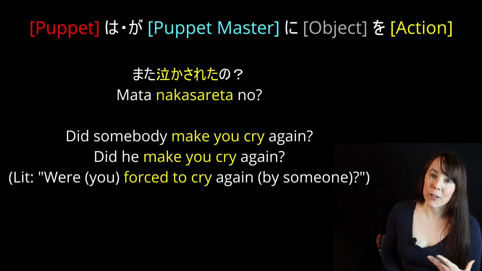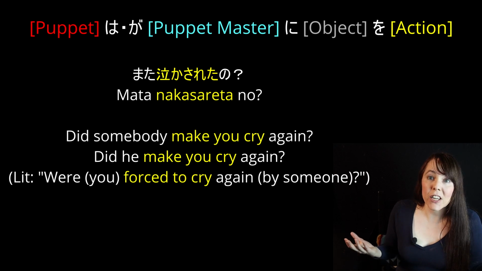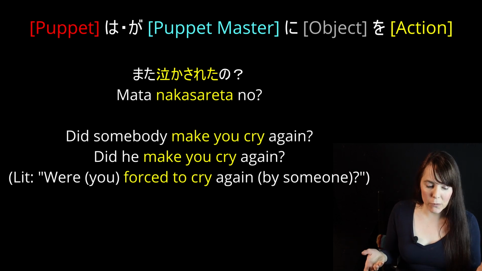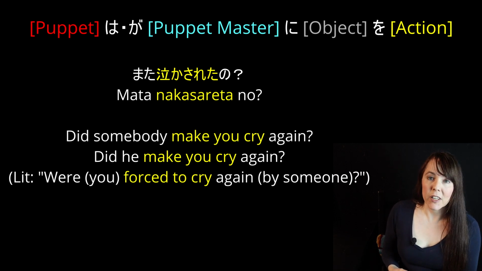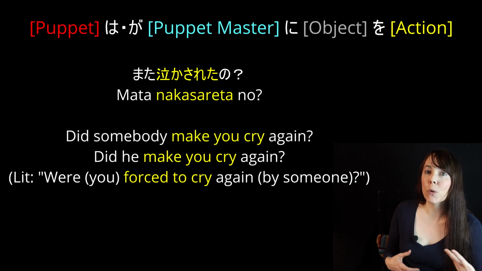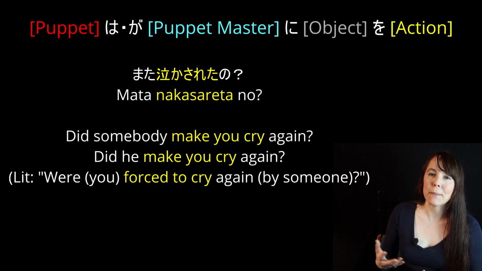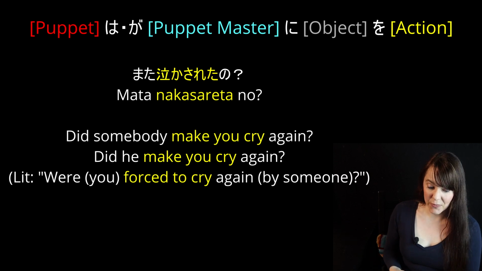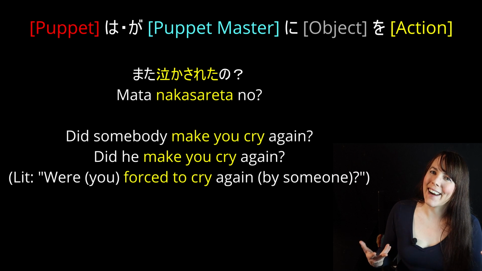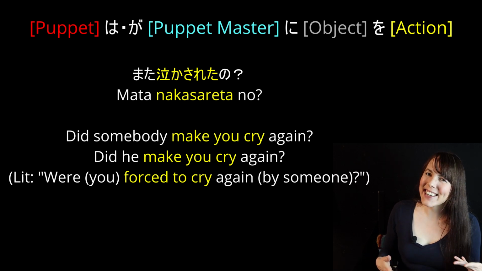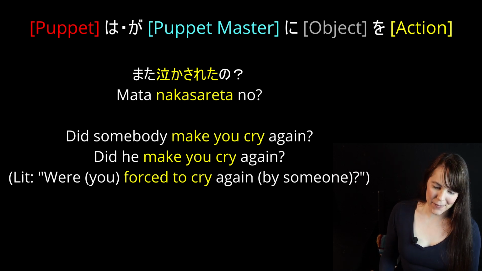また泣かされたの? Mata, again. This doesn't even have an object, it doesn't have a puppet master, it doesn't have a puppet, it really is just a verb with a question mark. So 泣かされた, so naku is to cry. Nakasareru is to be forced to cry, or, somebody made you cry, basically. Nakasareta. Mata. So, were you forced to cry again? Or did an unnamed somebody make you cry again?